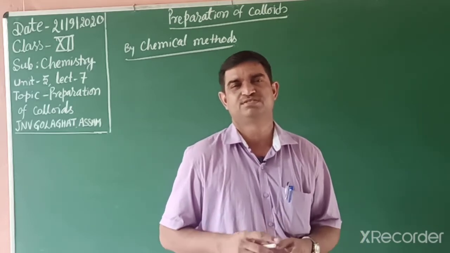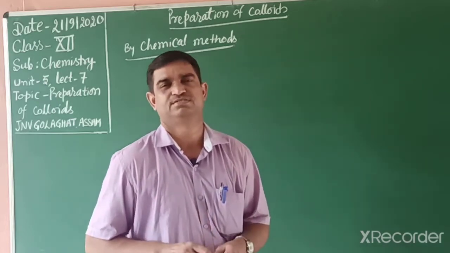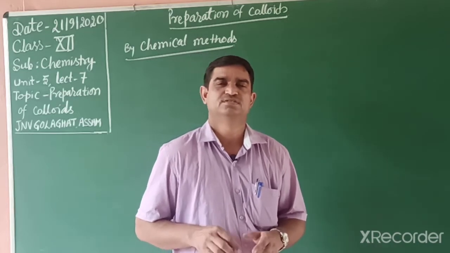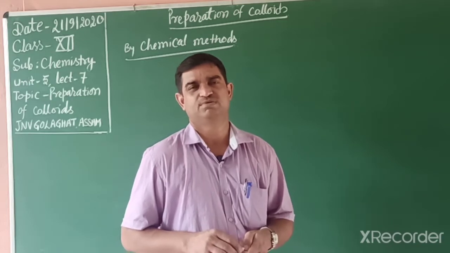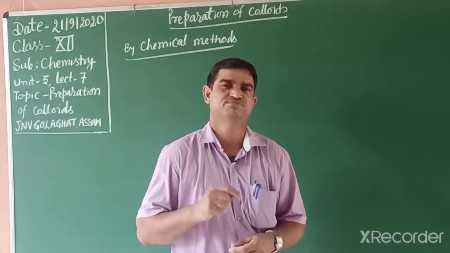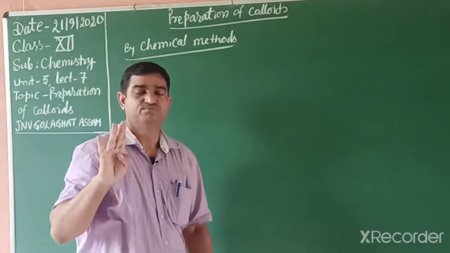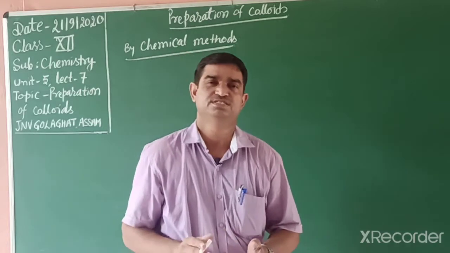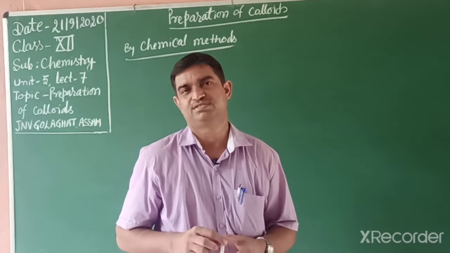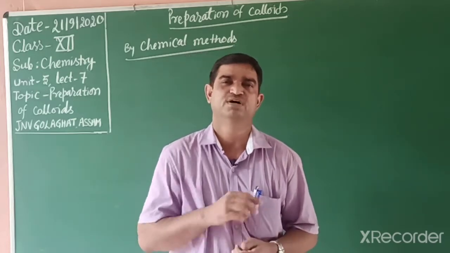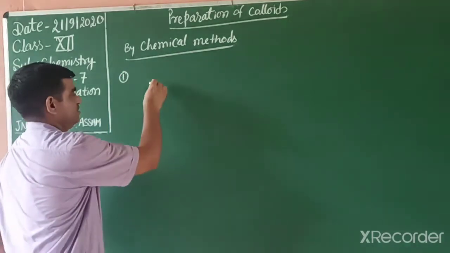So first we take the methods of preparation of lyophobic sols by chemical methods, that is different chemical reactions, peptization and electric disintegration, the Bredig arc method. Students, take the chemical methods first. There are 4 types of chemical method: first is double decomposition, then oxidation, reduction and hydrolysis. We will explain all the chemical methods one by one. First we will explain double decomposition.